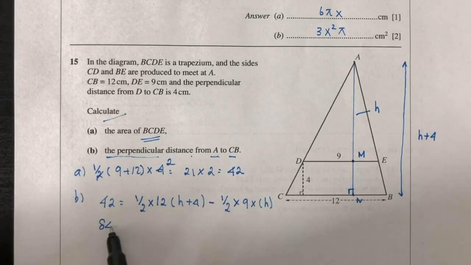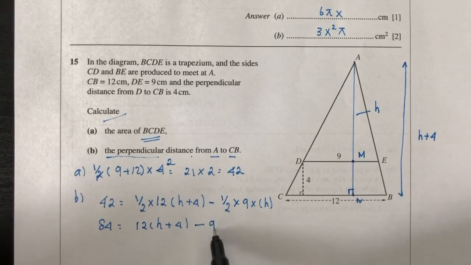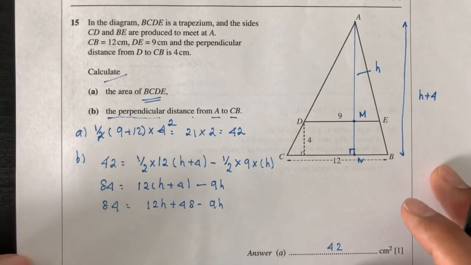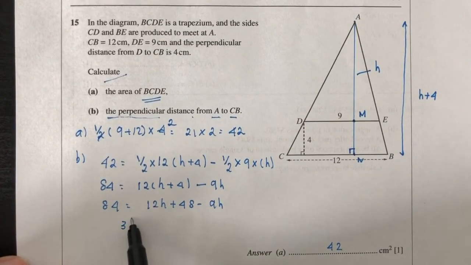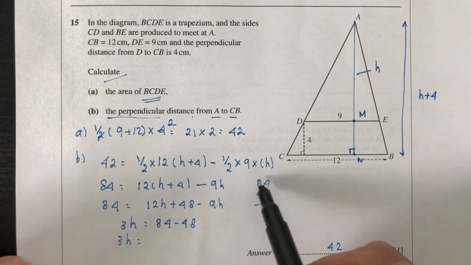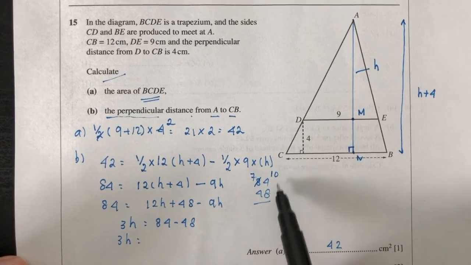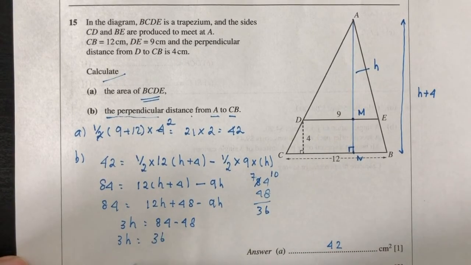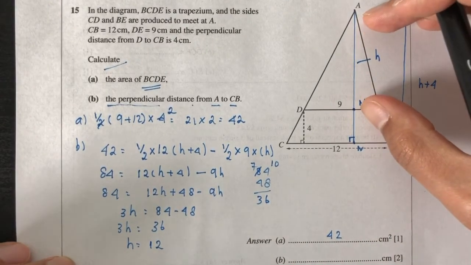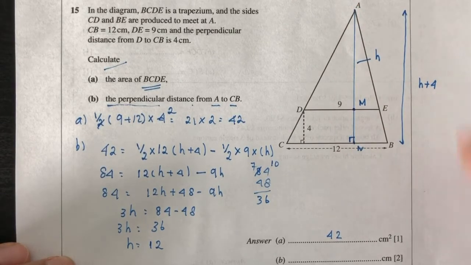So that will be 84 equal to 12 times H plus 4, minus 9H. So expand the brackets, you have 12H plus 48 minus 9H. So 12 minus 9, that will be 3H equal to 84 minus 48. So what is 84 minus 48? That should give me 36. So H will be 36 divided by 3, that will be 12. So this is 12, but we're looking for this one, which is H plus 4, that will be 16.